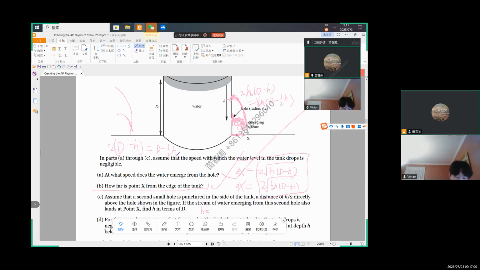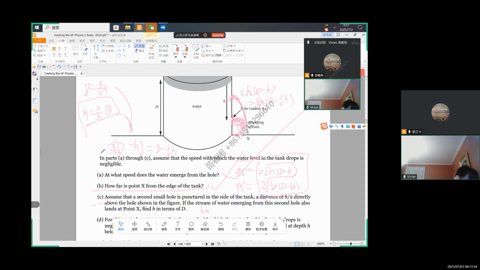So I'm going to expand that as 2D. That's a D, so there's a D in here. So that's a negative 2H. Moving that over is positive 2H minus 1 over 2H, which is 3 over 2H, right? So H is 2 over 3 D then, right? That is the answer for C. You want an H in terms of D. Does that make sense?